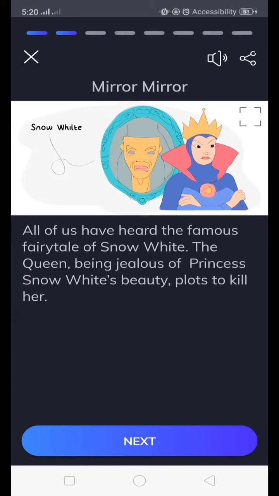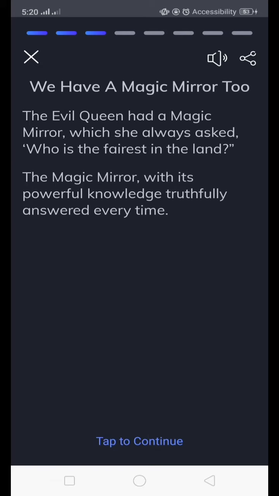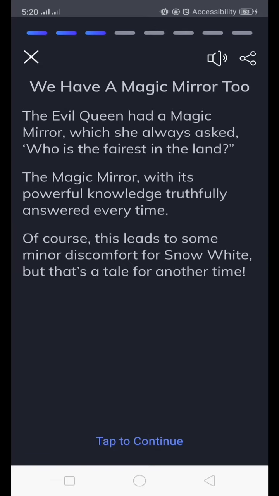All of us have heard the famous fairy tale of Snow White. The queen, being jealous of Princess Snow White's beauty, plots to kill her. The evil queen had a magic mirror, which she always asked, "Who is the fairest in the land?" The magic mirror, with its powerful knowledge, truthfully answered every time. Of course, this leads to some minor discomfort for Snow White, but that's a tale for another time.